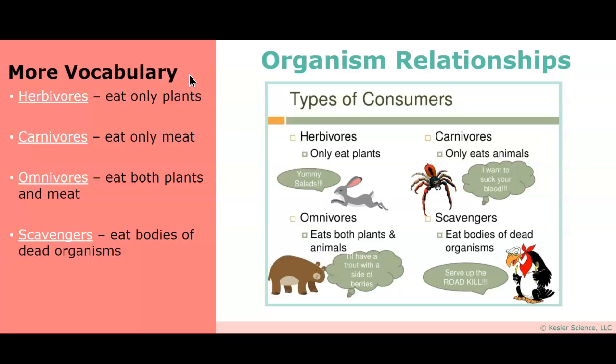So some more vocabulary we need. Herbivores, they are animals that only eat plants. Then we have carnivores, they are animals that only eat meat. Omnivores, they eat both plants and animals. And then scavengers, they eat the bodies of dead organisms.